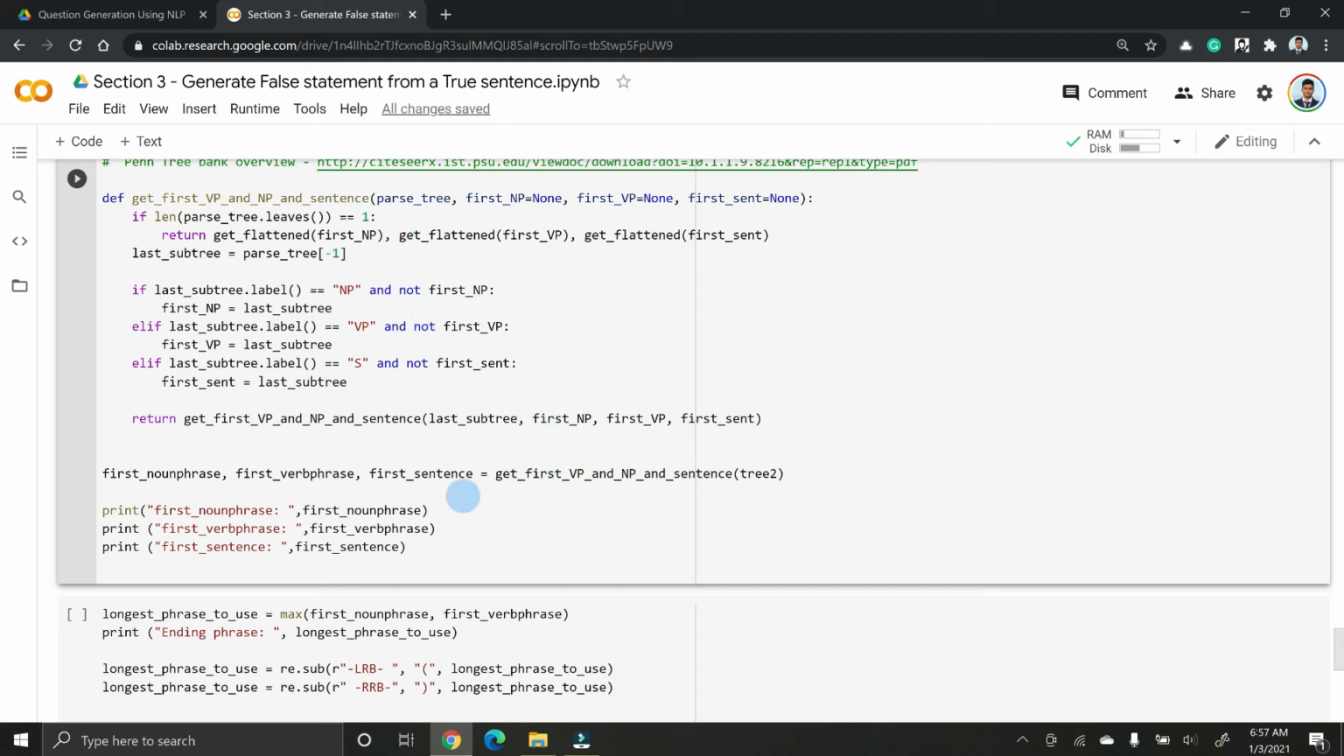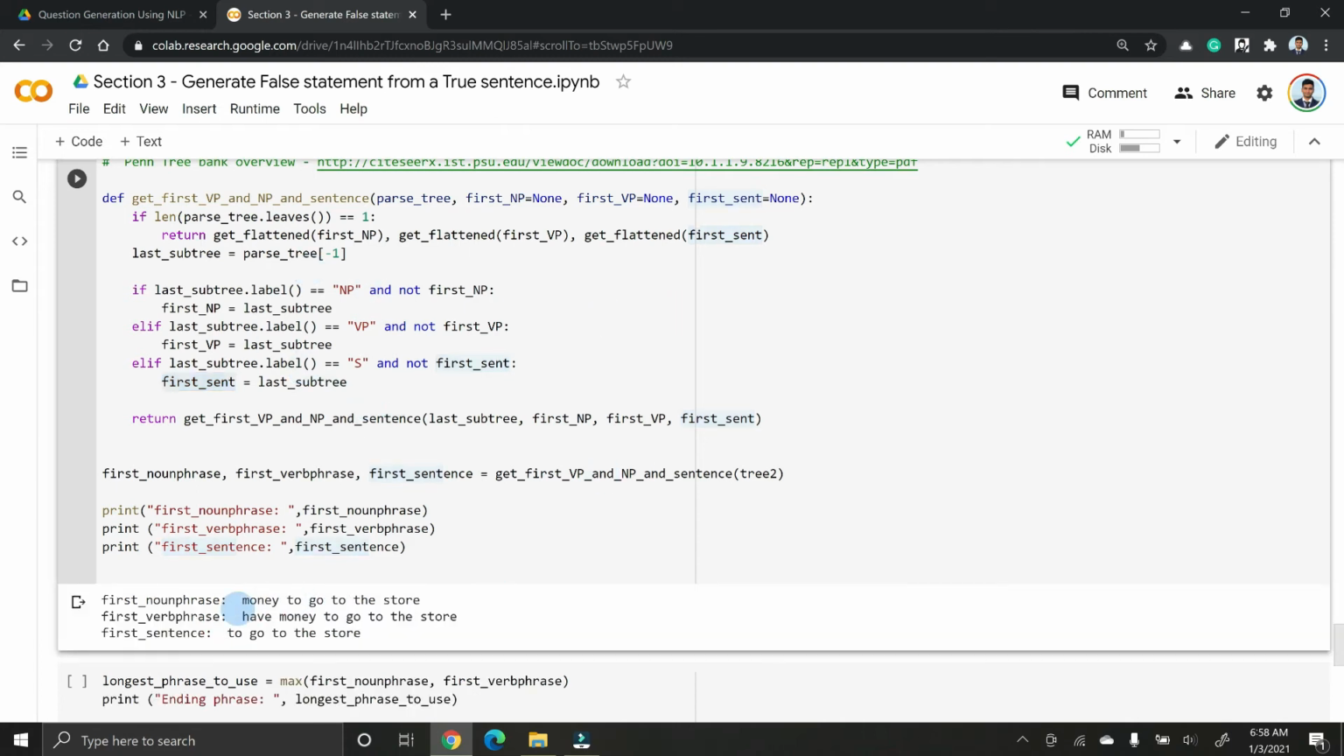Just like previously, we get our tree and pass it to this function. So this is the whole tree that we have seen above. Again, we extract the rightmost branch, and in that branch we capture the first noun phrase here and first verb phrase here, and also the first sentence S that we get in the rightmost branch. If we run this, we can see this.